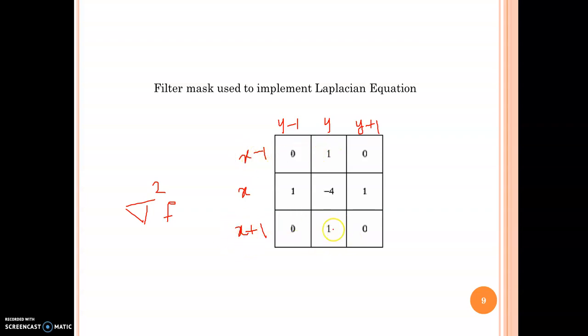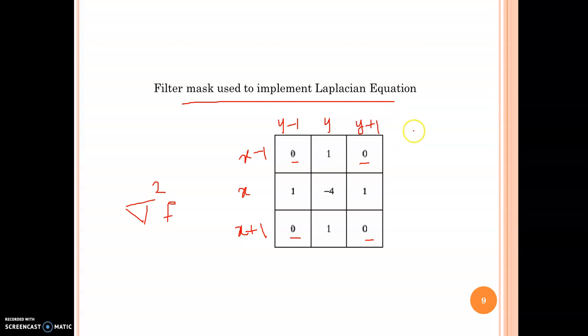x plus 1, y you are having 1, corresponding to x and y minus 1 you are having the weight 1, corresponding to x and y plus 1 you are having the weight 1. All other positions you just fill with 0. Okay, this is the filter mask which is used to implement this Laplacian equation.